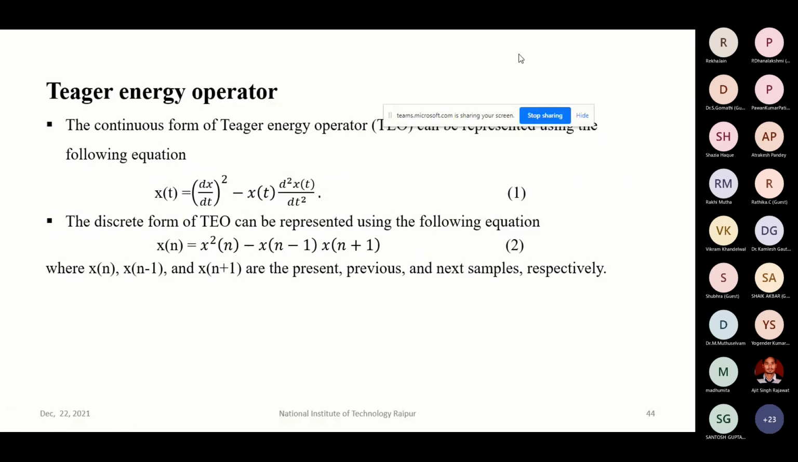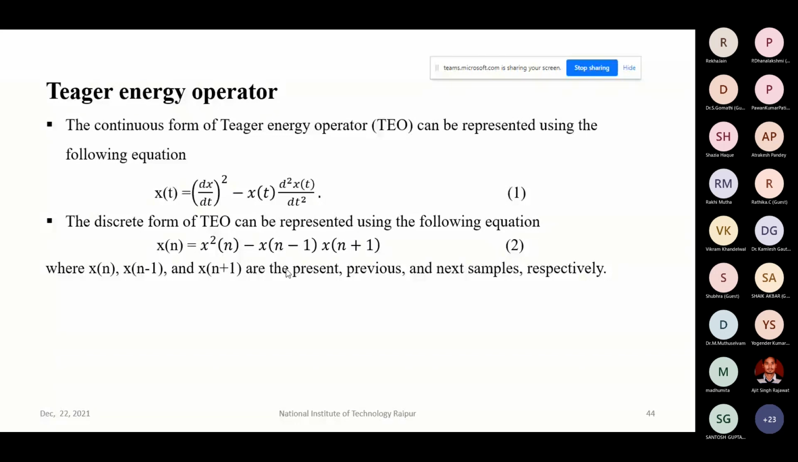It's basically a signal processing scheme in which the signal is monitored using an expression, which is a second order differential equation, simple. Ψ(x(t)) is given as (dx/dt) whole square minus x(t) into d²x/dt². So the second order derivative is calculated here. In discrete form, this particular expression can be written like this.